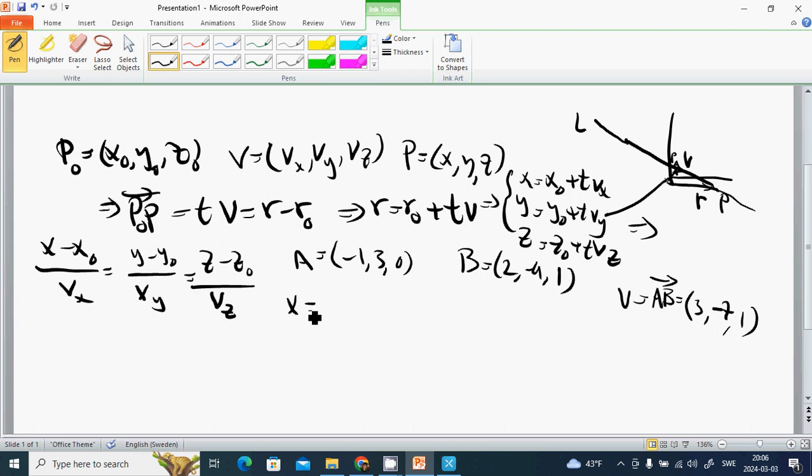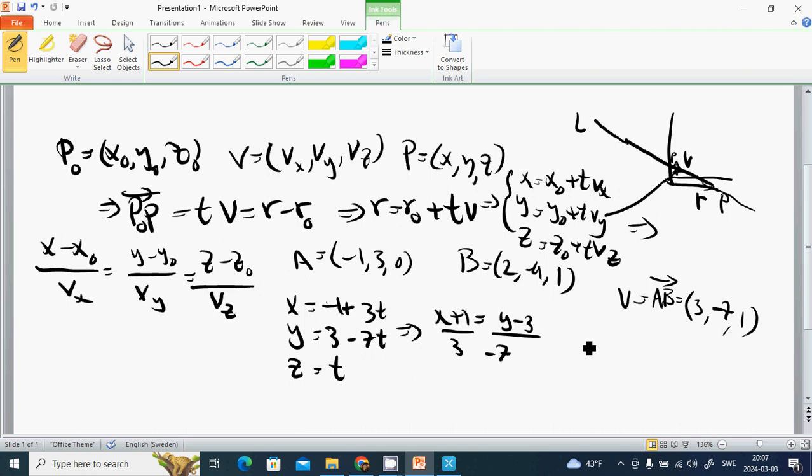Then x equals, taking this point, minus 1 plus 3t, y equals 3 minus 7t, and z equals t. Then (x plus 1) divided by 3 equals (y minus 3) divided by minus 7 equals z divided by 1. It is the line.